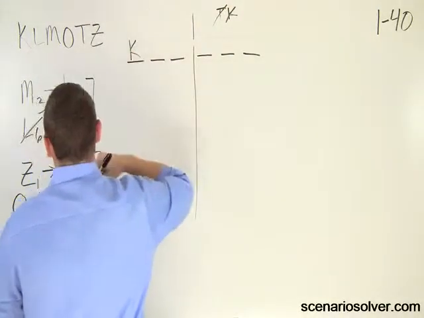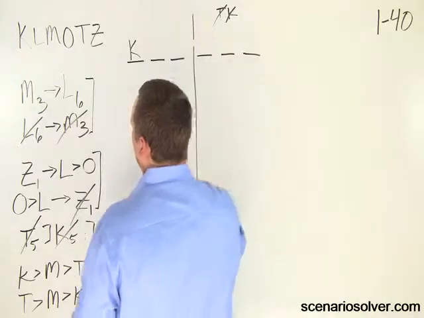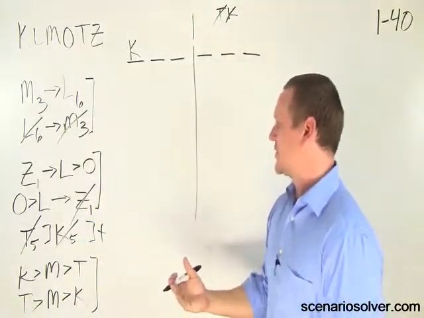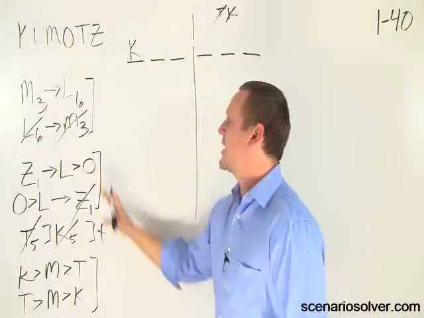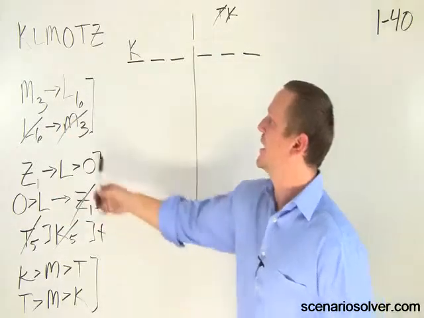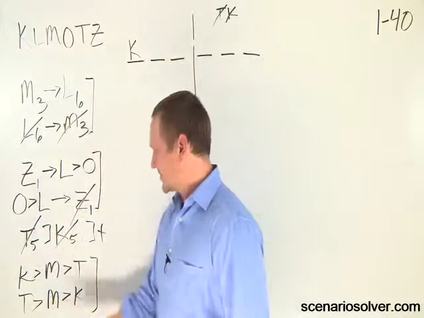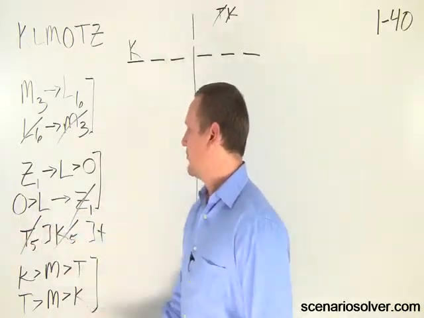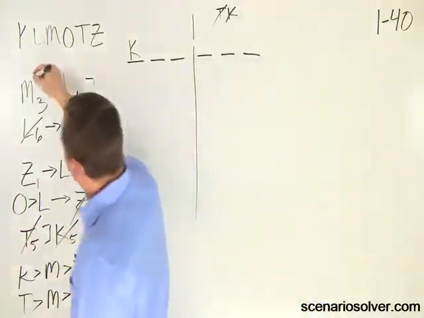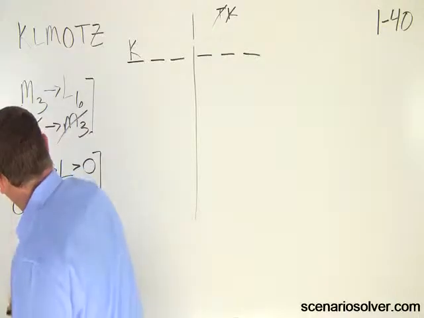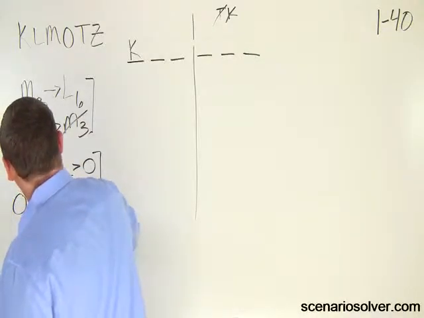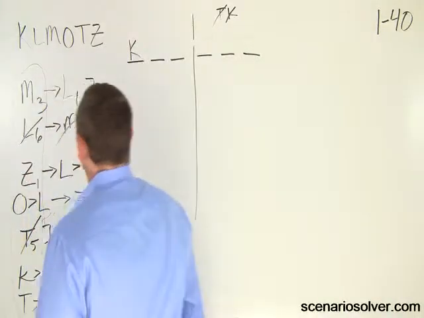Okay, if I put K here, the way that I will build scenarios is to try to avoid problems with the rules. I don't want to put M third and make L sixth. I don't want to put Z first. I don't want to make O before L. I don't want to do any of these sufficient conditions because that means something must happen, so I want to avoid that.